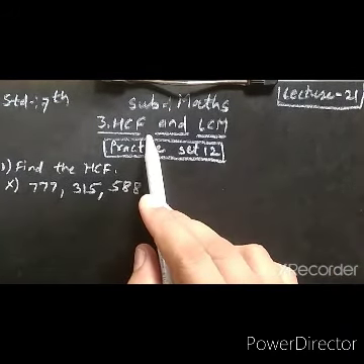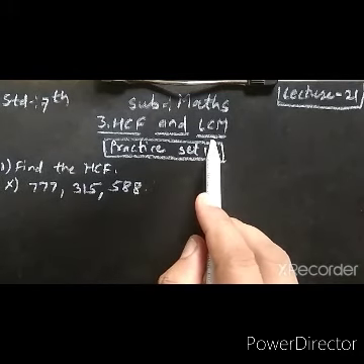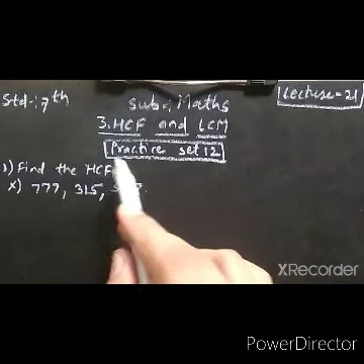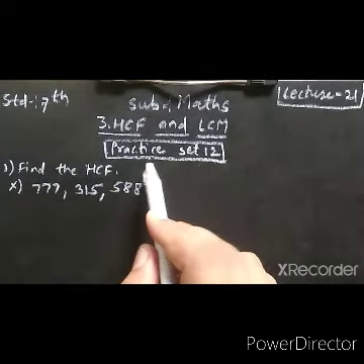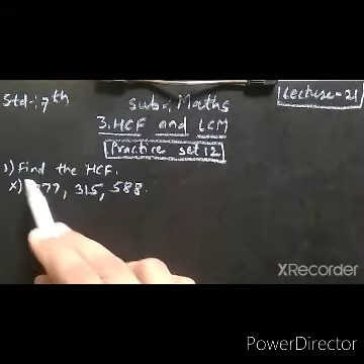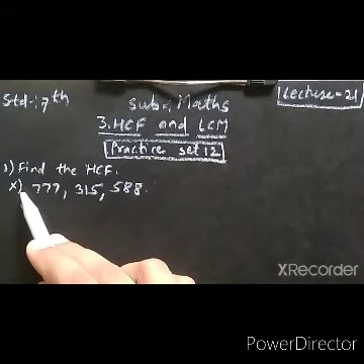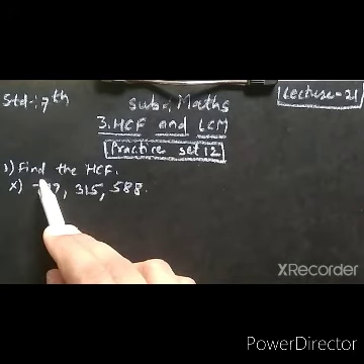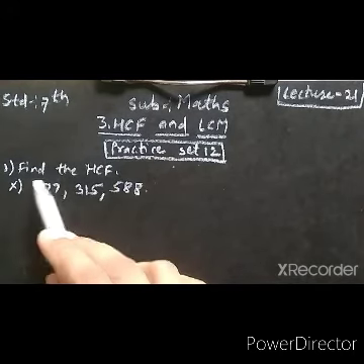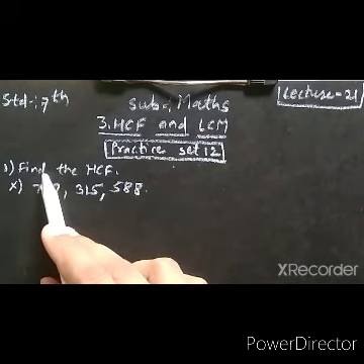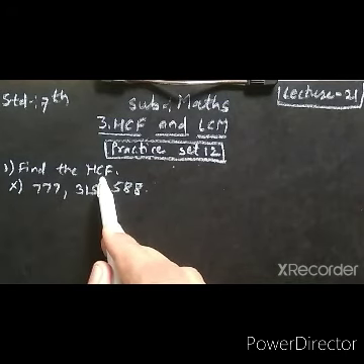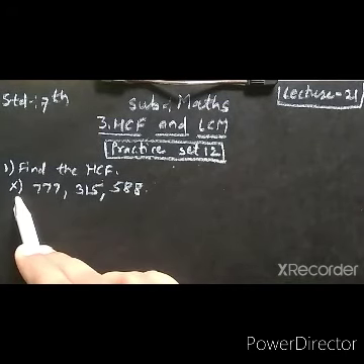Let us see lesson number 3, HCF and LCM. So let us see practice set 12. Already we have seen a few examples from question number 1. So let us see one more example from practice set 12 and question number 1. Find the HCF. So example number 10.